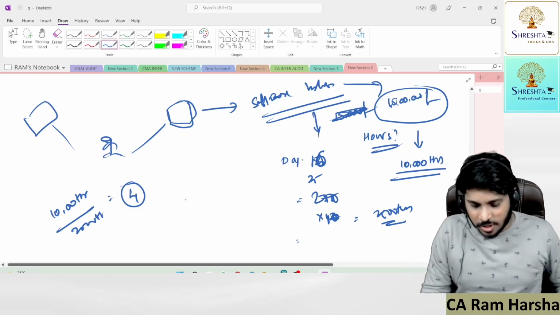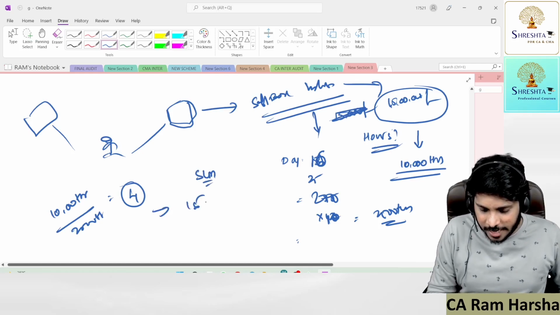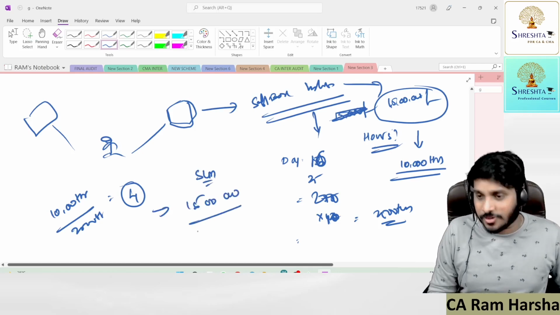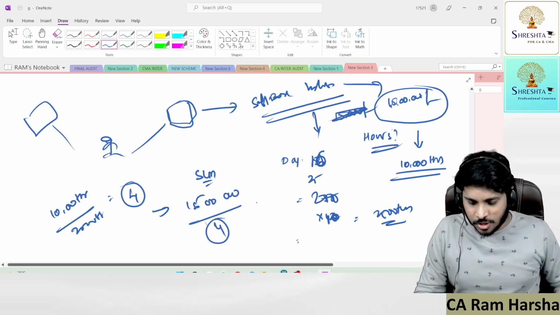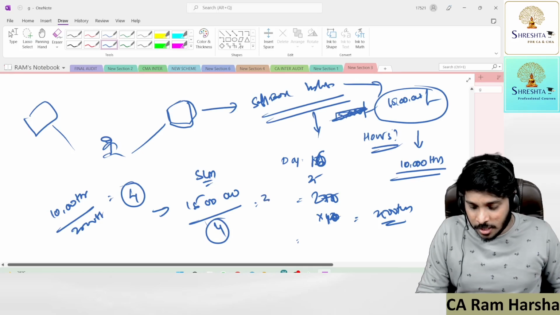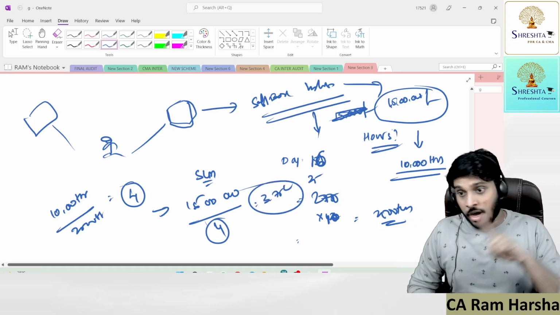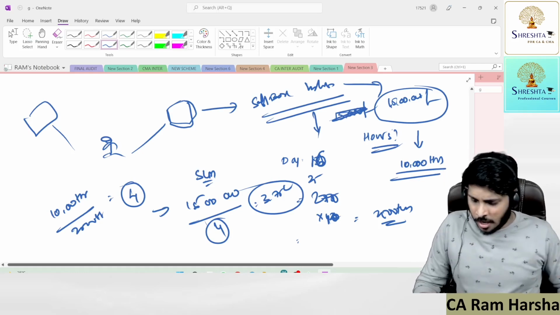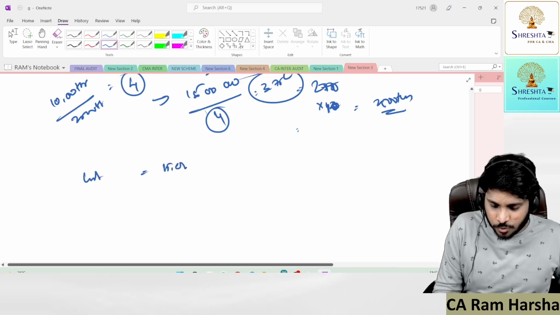Which means if I follow the SLM method of depreciation, for a 15 lakh rupee asset, I should depreciate for how many years? 4 years. Which means every year depreciation is how much? 3.75 lakh. Correct? But I opened the company balance sheet. The lights, they showed 15 lakhs original cost, correct?